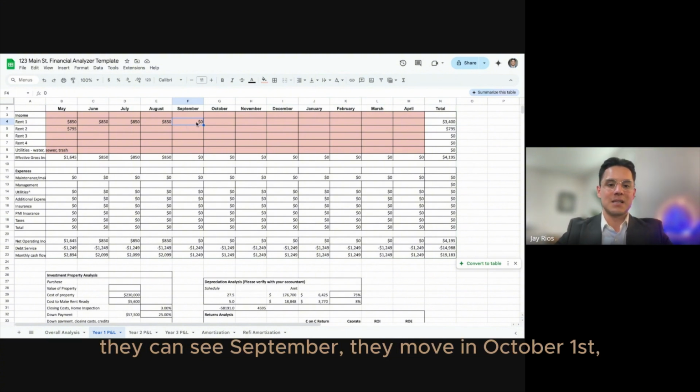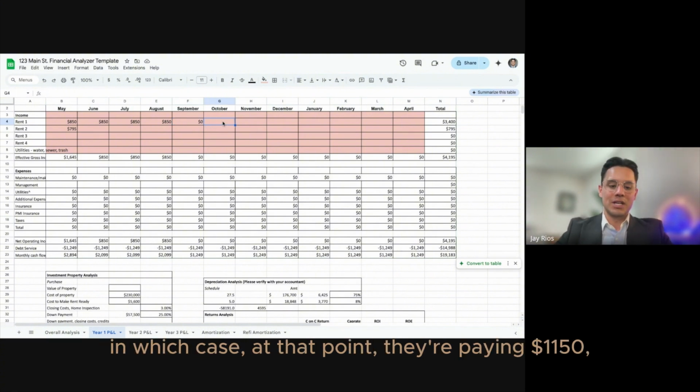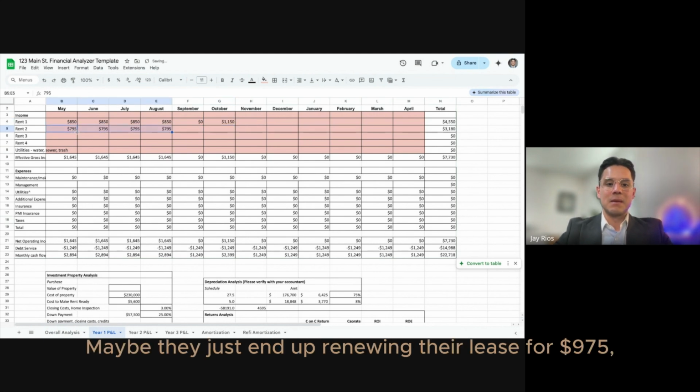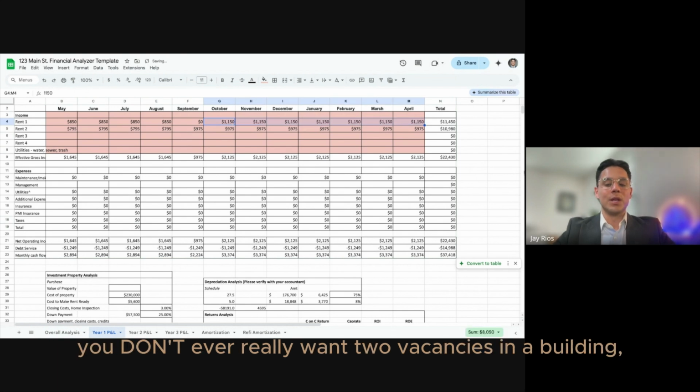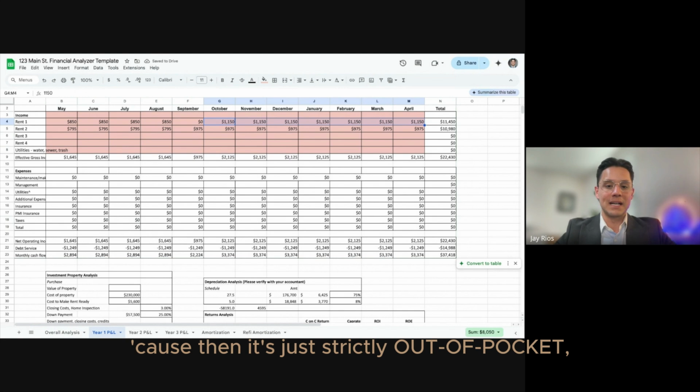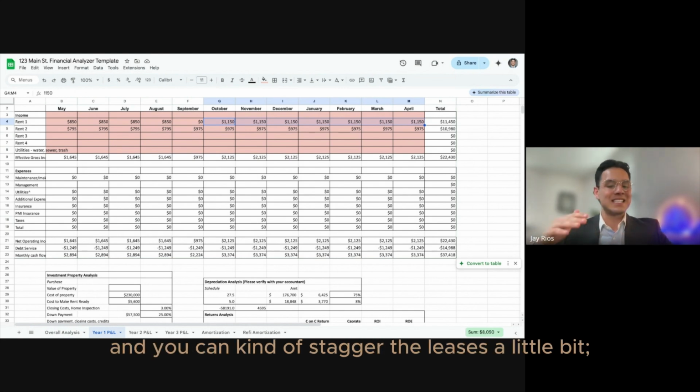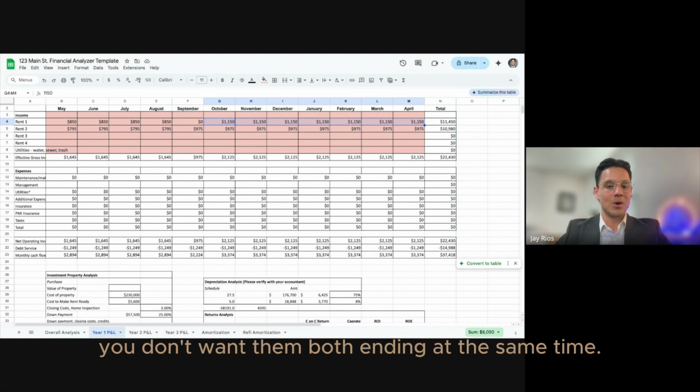Let's say there's a vacancy in September, they move in October 1, in which case at that point they're paying $1150, and then this individual stays, maybe they just end up renewing their lease for $975, and that way you can keep them there. That's typically the smartest way to do it. You don't ever really want 2 vacancies in a building because then it's just strictly out of pocket. But if you at least have one and you can kind of stagger the leases a little bit, you don't want them both ending at the same time.